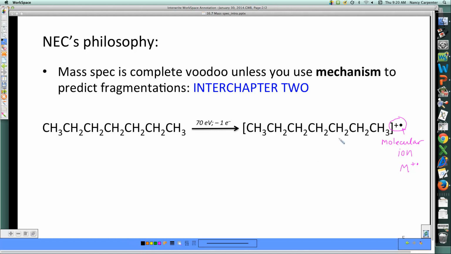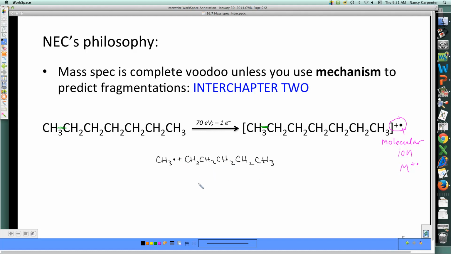We don't know where the electron came from, but we can guess. Let's guess that it came out of that bond right there. Now that's an arbitrary guess. We'll get a lot more rational about it when we get to chapter 2. If indeed that is where, is that 1, 2, 3, 4, 5, 6.